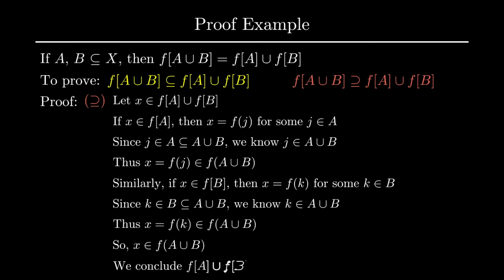So we can conclude that f(A) ∪ f(B) is a subset of f(A ∪ B). Now we have proved both directions. So we say that the set equality holds. So f(A ∪ B) = f(A) ∪ f(B).